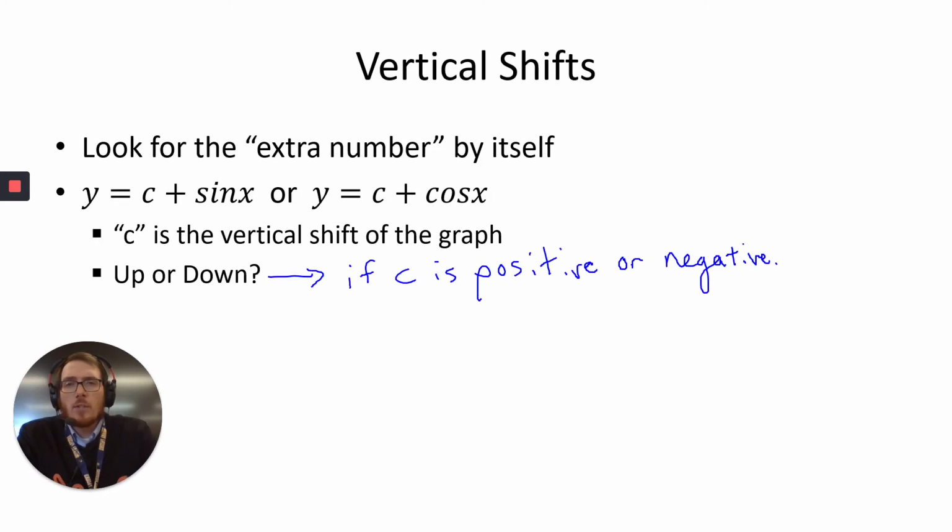First thing to look at is a vertical shift. A vertical shift will be kind of out front by itself, and it'll be a number addition or subtraction. That value is denoted by the letter C, but it also could be after the trig function. C is the vertical shift, so it moves up or down a certain amount. If C is positive, it's going to move up. If C is negative, it will move down.